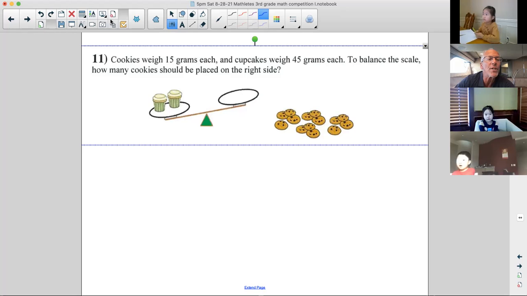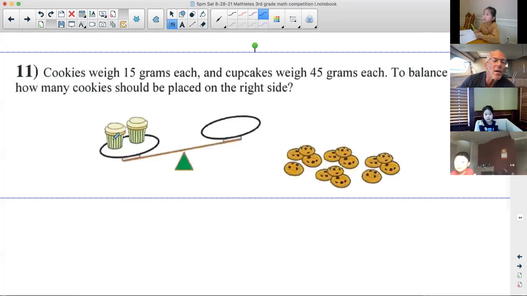The next question, everybody get ready for more algebra. Now, if you guys get a little bit hungry, I will understand, because we're going to be talking about cupcakes and cookies. And Mr. Kramer is a big cupcake and cookie eater. So, but I'll make sure I share with you if I ever have cupcakes or cookies.